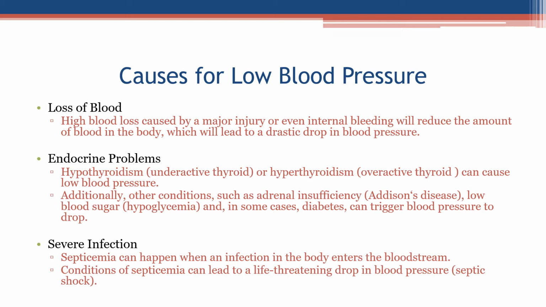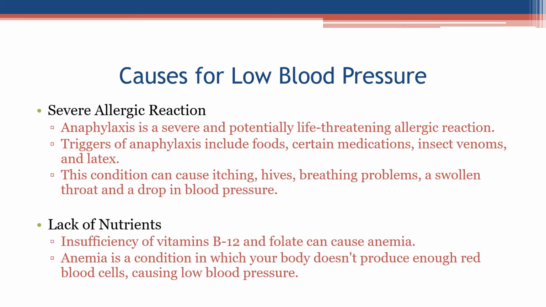Severe infection. Septicemia can happen when an infection in the body enters the bloodstream. Conditions of septicemia can lead to a life-threatening drop in blood pressure, septic shock. Severe allergic reaction. Anaphylaxis is a severe and potentially life-threatening allergic reaction. Triggers of anaphylaxis include foods, certain medications, insect venoms, and latex. This condition can cause itching, hives, breathing problems, a swollen throat, and a drop in blood pressure.